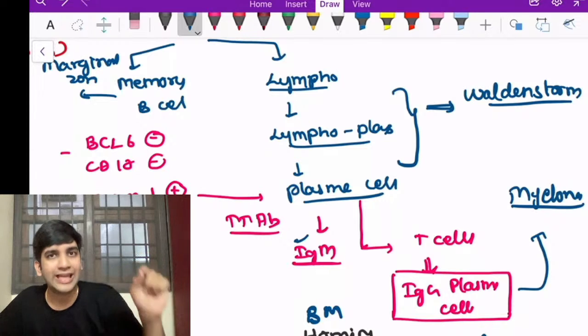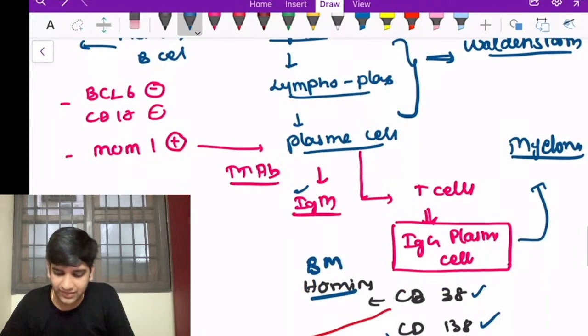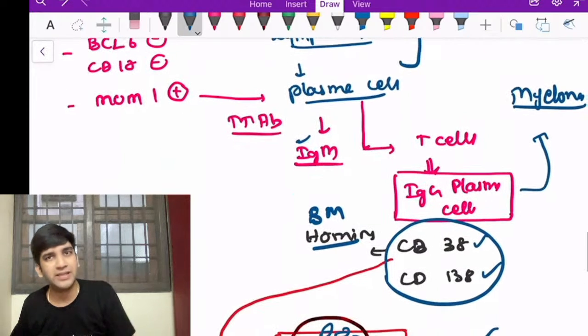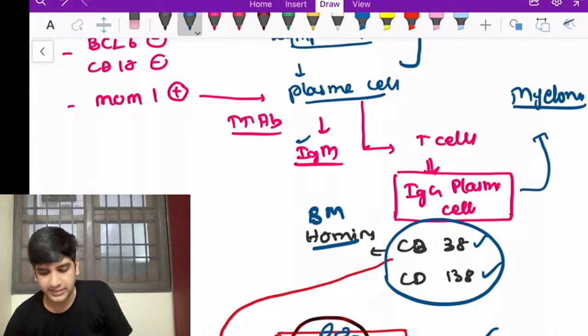Waldenstrom's will have and should have lymphadenopathy. Myeloma will not have lymphadenopathy because they'll have these two guys. These two guys will pick them up and take them to my bone marrow. Okay? They will definitely take them to the bone marrow.